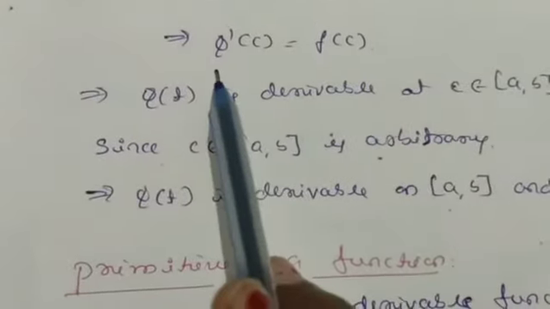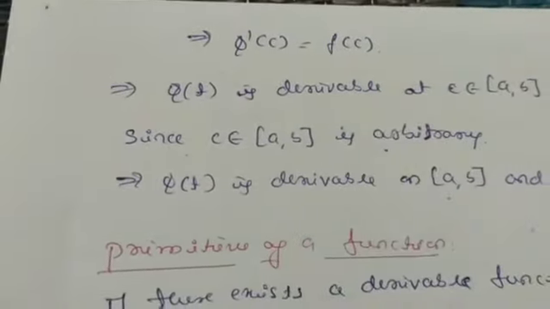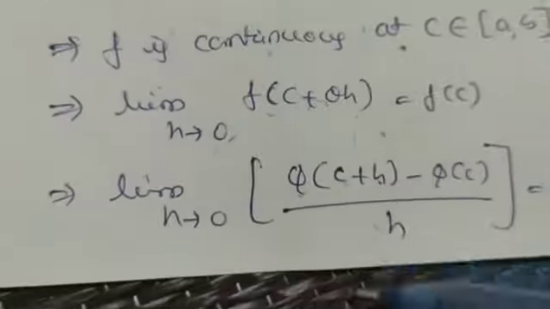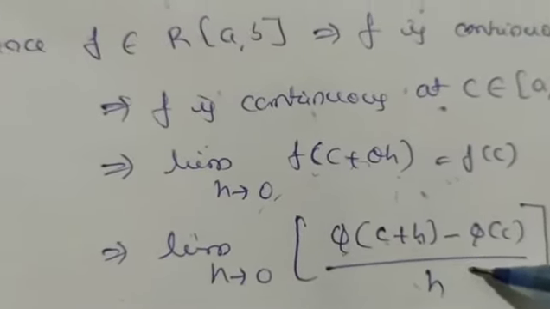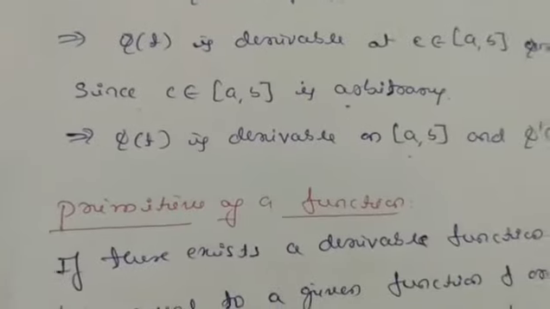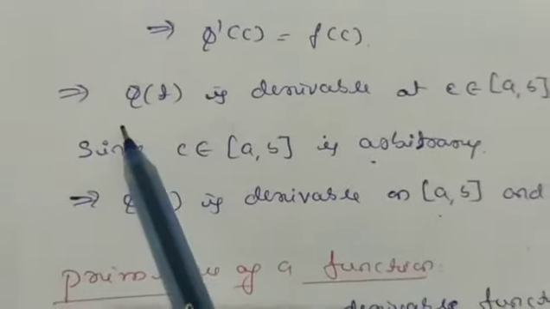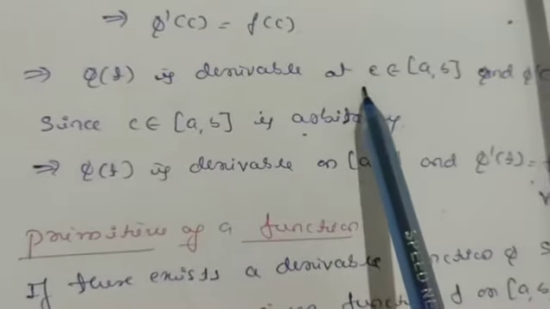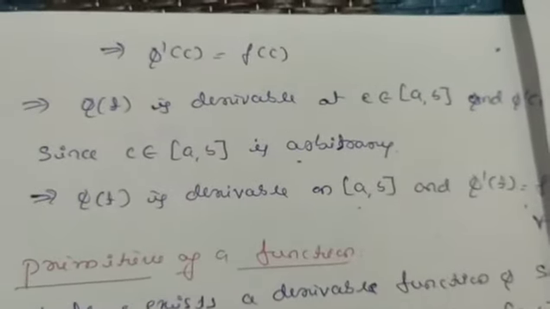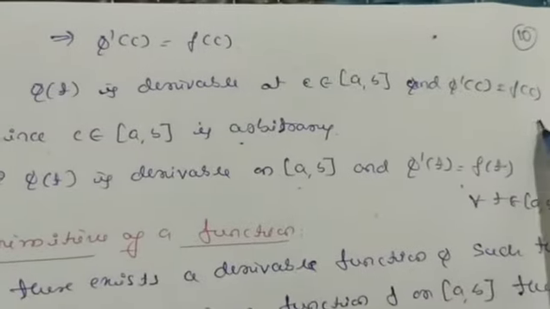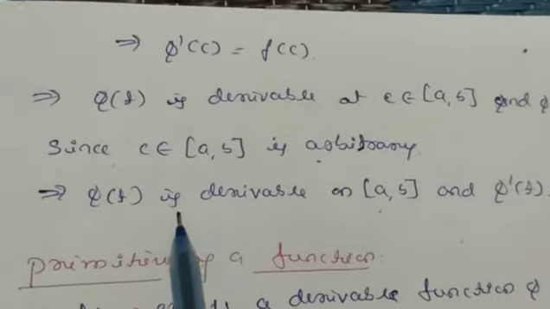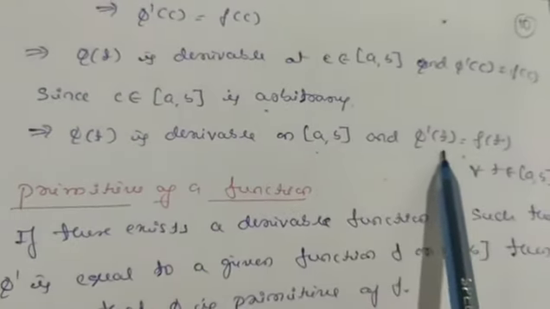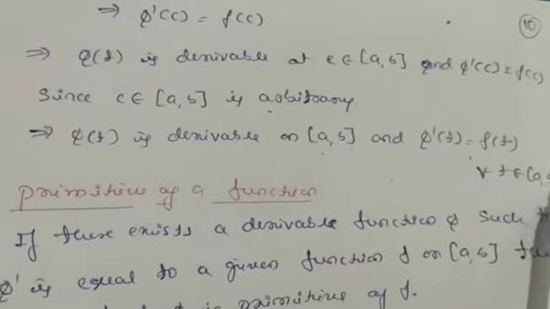This implies phi dash of c is equal to f of c, because this is nothing but phi dash of c from the definition of differentiation of a function. So we have phi dash of c is equal to f of c. This implies phi of t is derivable at c belongs to [a, b], and phi dash of c is equal to f of c. Since c belongs to [a, b] is arbitrary, this implies phi of t is derivable on [a, b], and phi dash of t is equal to f of t for all t belongs to [a, b].